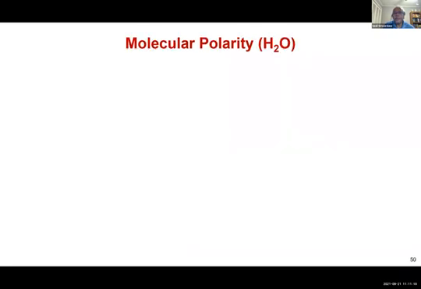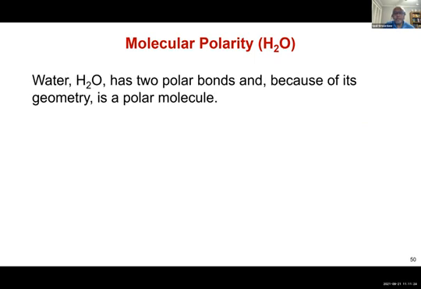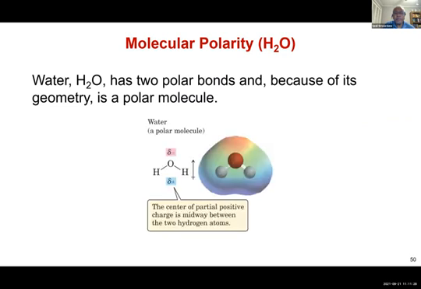Water. Water is definitely polar. The reason is that it has polar covalent bonds, OH bonds, but they are distributed in space so that they don't cancel each other. Because of its molecular geometry, they add up to a total.